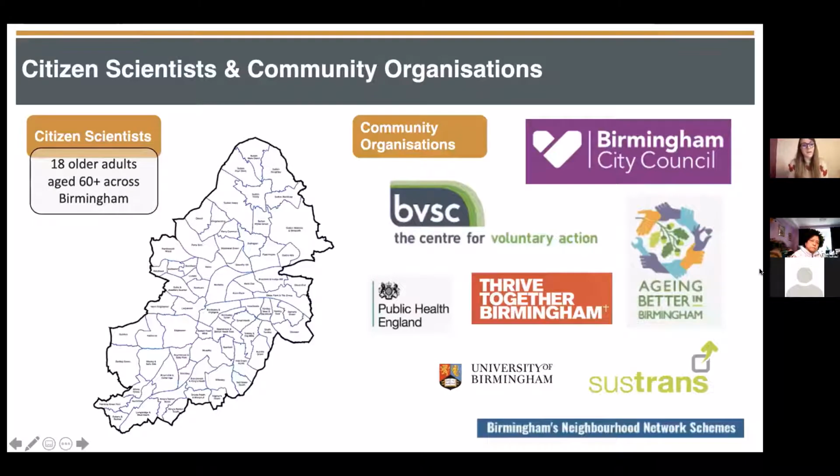So currently we have 18 older adults aged 60 or above across Birmingham engaged in the project from different wards. And then we also have local members from different community organisations and decision makers from Birmingham City Council, Ageing Better, Sustrans, Thrive Together Birmingham, and all these individuals are engaged in the project.